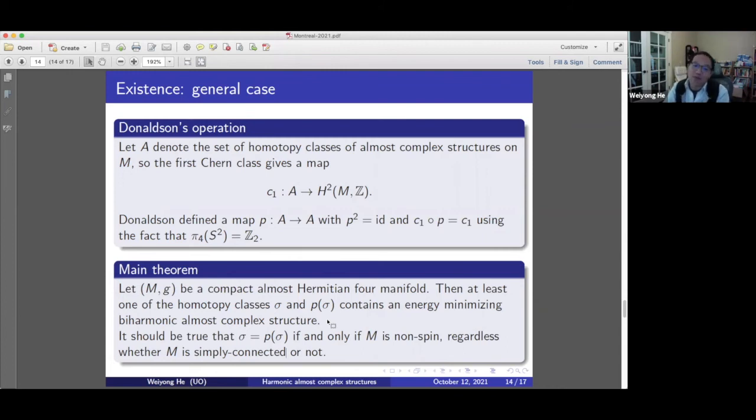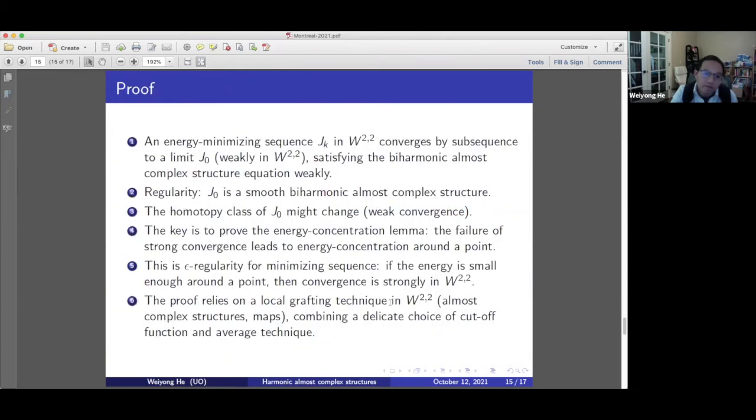So, for example, in S^1 × S^3, we know that all Chern classes are vanishing, but there are lots of homotopy classes coming from this H^1 of almost complex structure. Actually, the almost complex structure homotopy class is Z, classified by this H^1. So yeah, we'll mention a little bit about the proof.